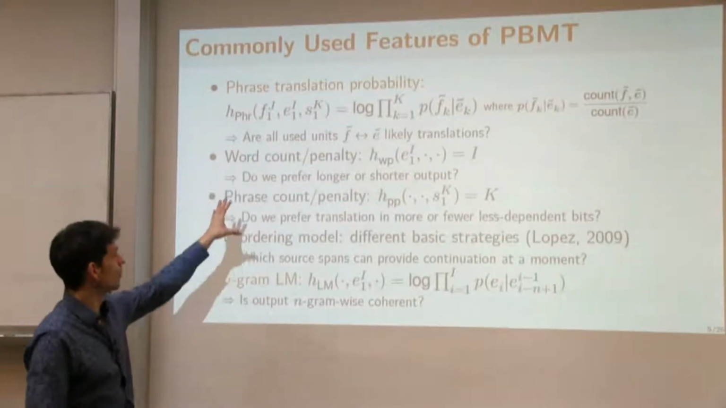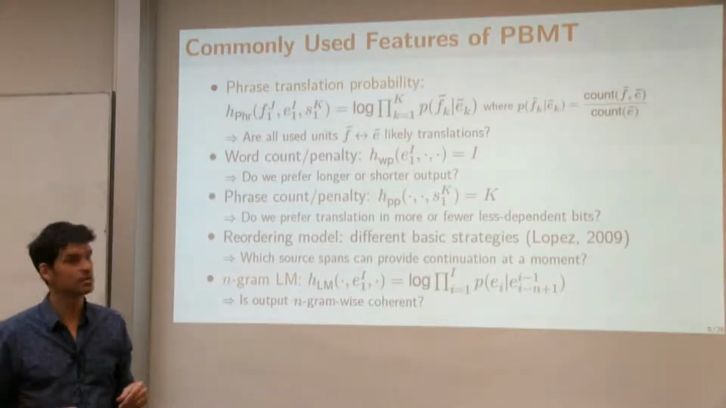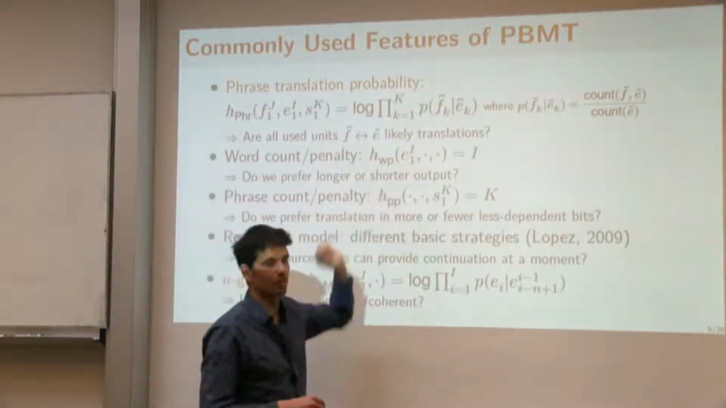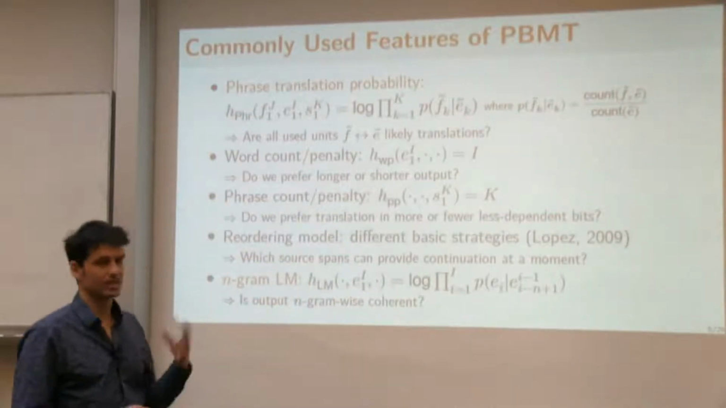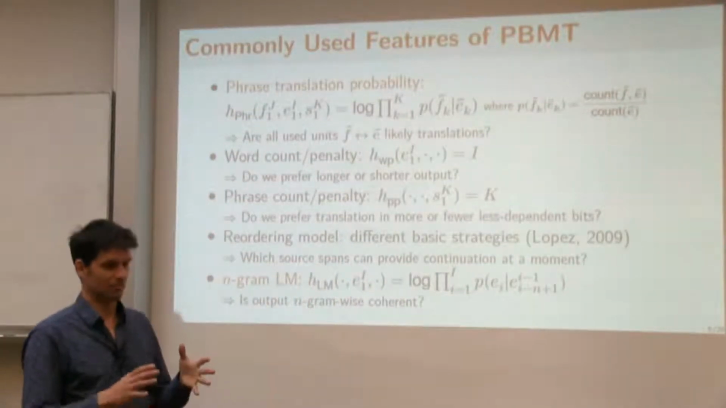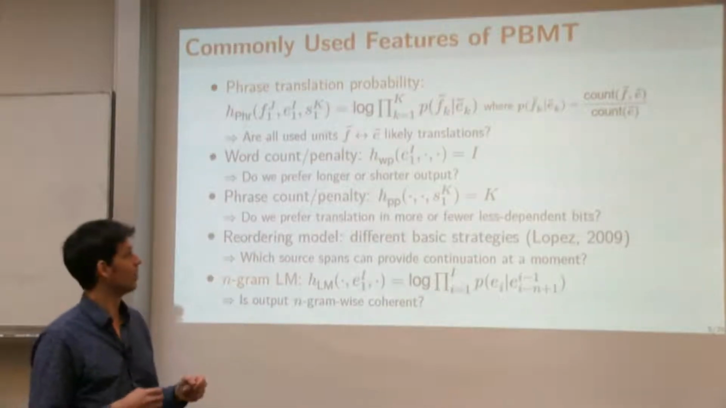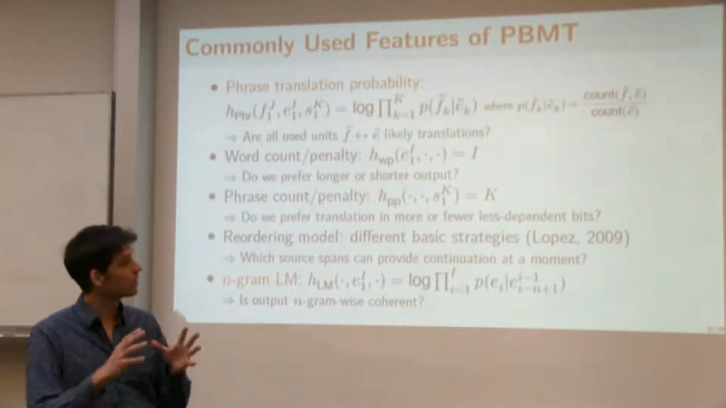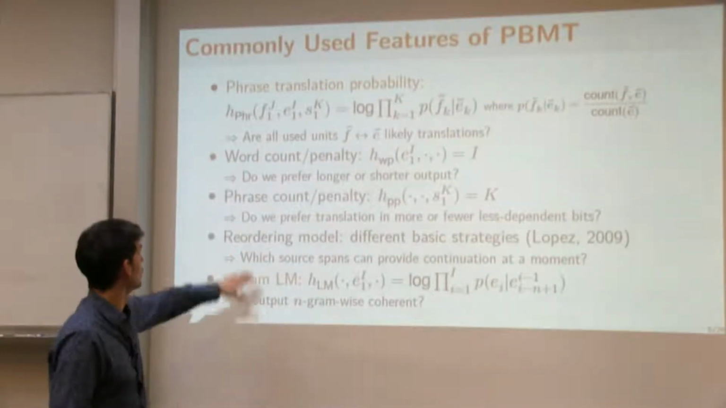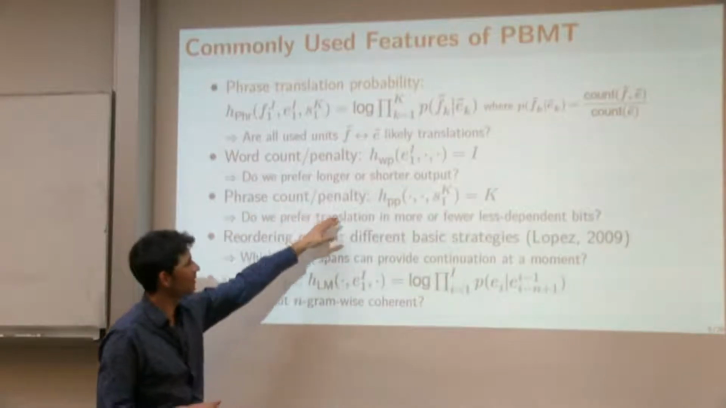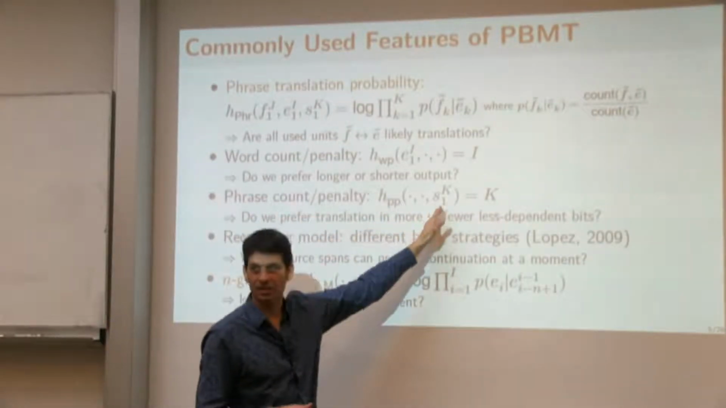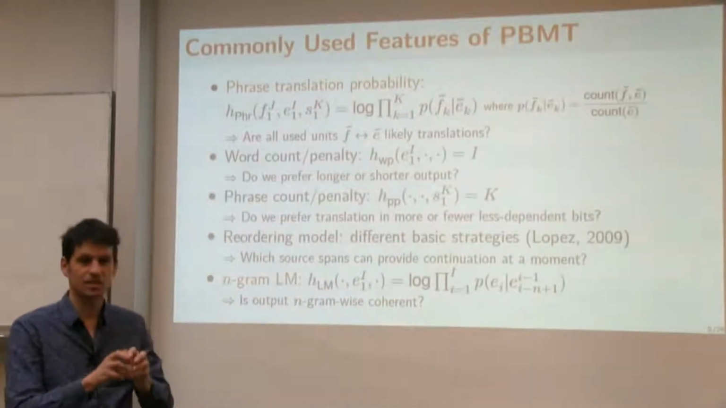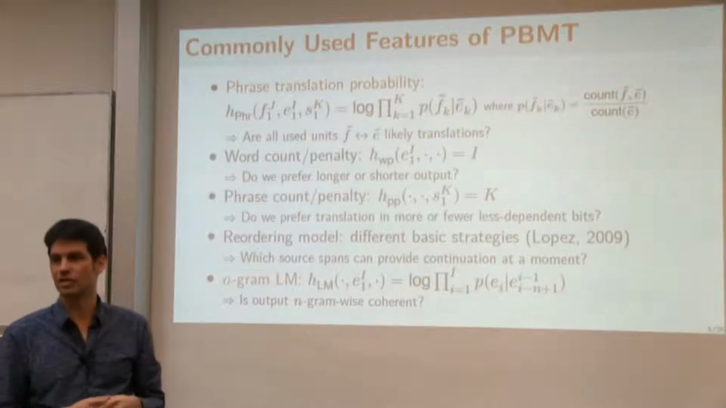Then we have already briefly mentioned that we have various counts. So we have word count, which only considers the number of the words in the target sentence, and that is to give the model some control about the total length of the output, whether it is in general tempted to shorten the output or make it longer. We also have the phrase count or phrase penalty, which considers only the segmentation, and within the segmentation it considers only the number of phrases or number of units into which the sentence is broken.